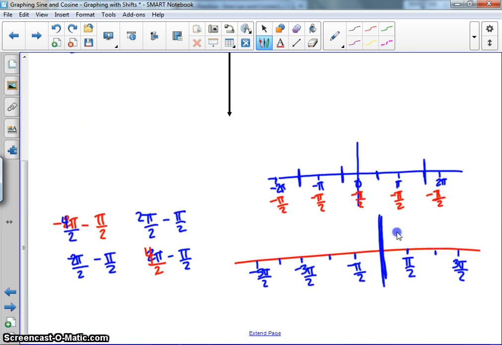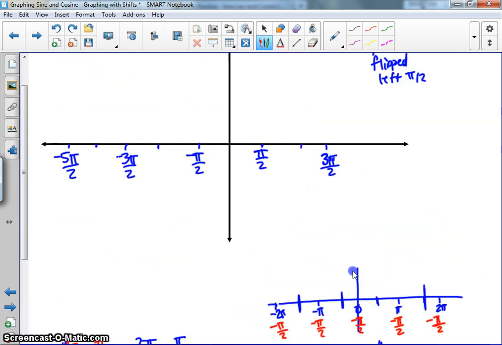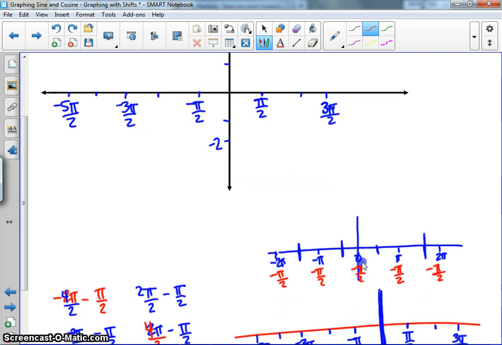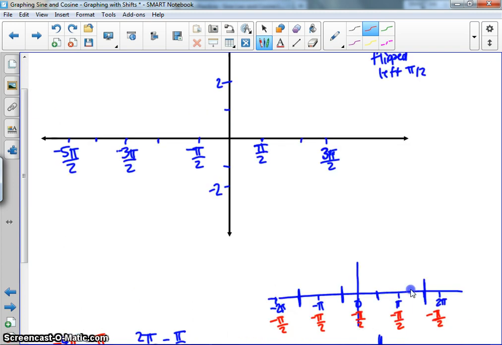And so then I'm going to look at where I would normally start this function. Let's label the amplitude first. So I'm going to go up to 2, down to negative 2. And so remember, this is a cosine, so it would start at a max, but since it's negative, it's going to start at a min. So right here at 0, I would start normally at a min. But since that point moved to negative pi over 2, I'm going to move that point over to right there.